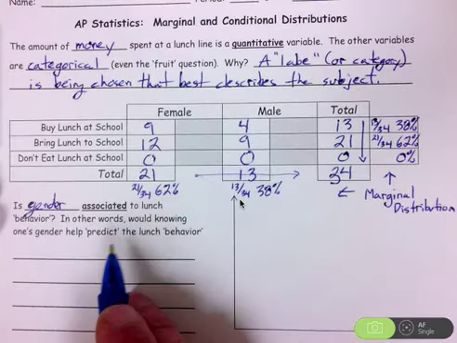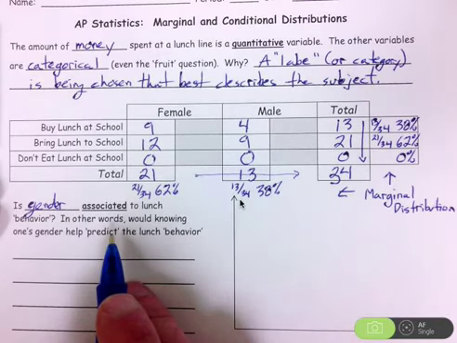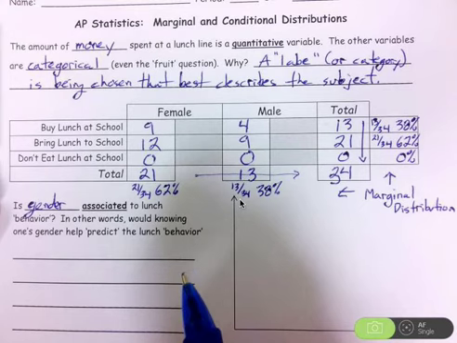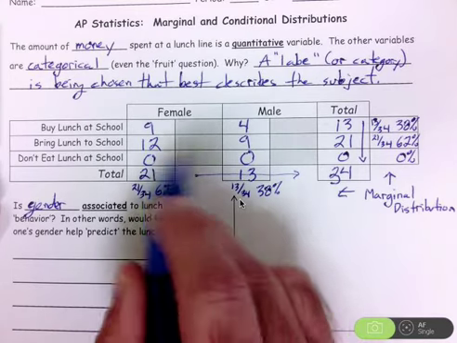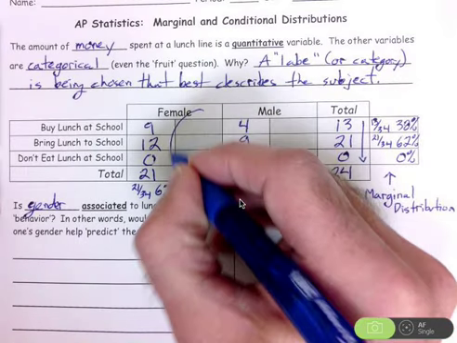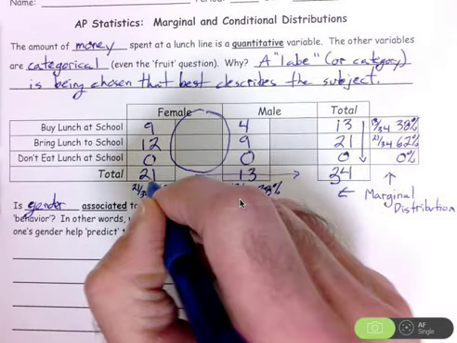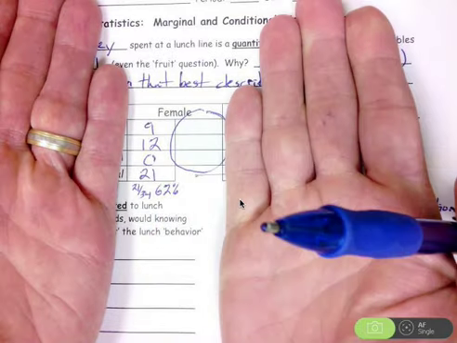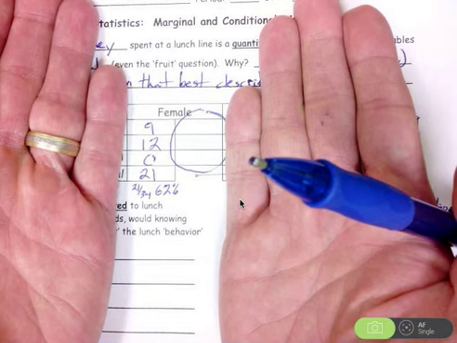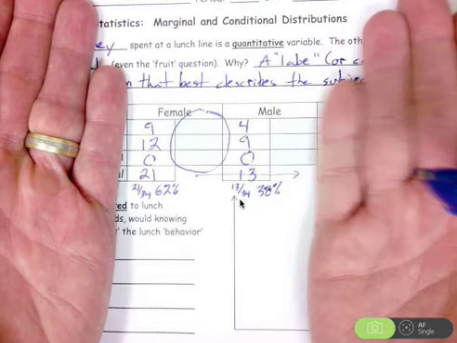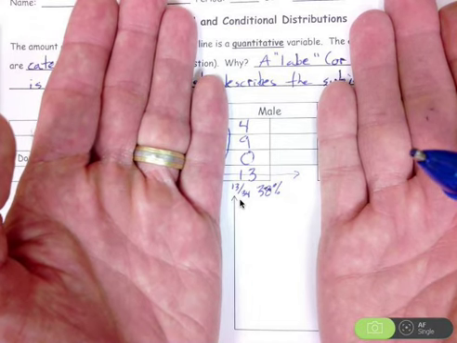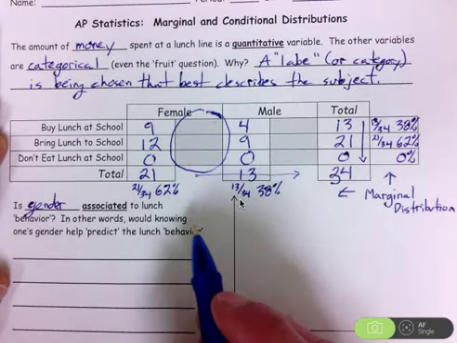But really, if we're interested in looking at the association between gender and lunch behavior, what we want to do is control for the different numbers of students that are classified female versus male. So what we really want to do is calculate percentages based on the total of females. So under the condition that someone labels themselves female, what's the likelihood that they buy, bring, or don't eat their lunch at school? Same thing, we can calculate those same percentages for males, and in so doing, we can control for the difference in the sample size.